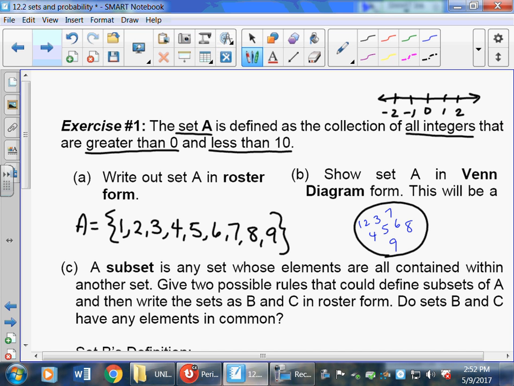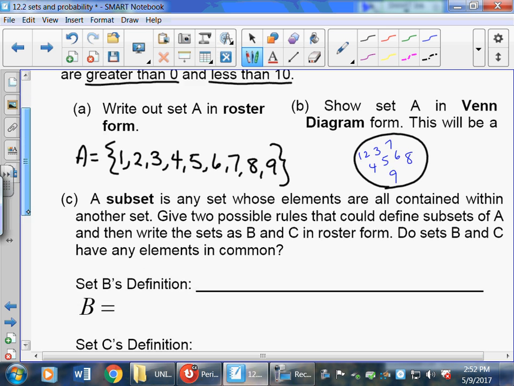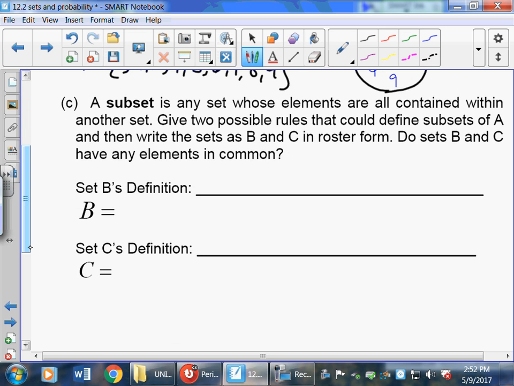A subset is any set whose elements are contained within the other set. Give two possible rules that could define subsets of A, and then write the sets as B and C in roster form. Roster form means that we're going to write it like a basketball roster, where you write all the terms out. Do sets B and C have any elements in common?